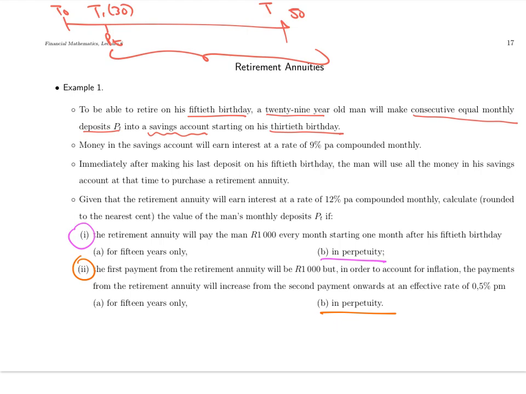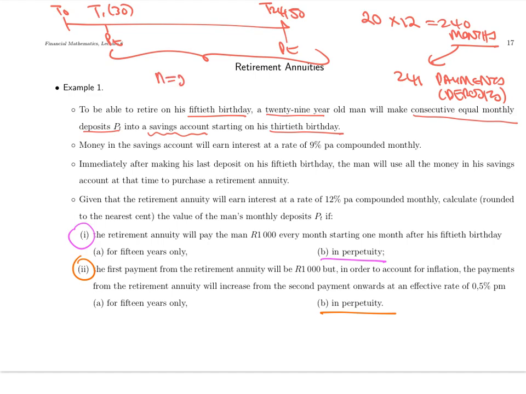I showed you how to do that. From 30 to 50, there are 20 years. 20 multiplied by 12 is 240 months. Okay, 240 months means I have 241 payments or deposits. So that was T241, and in total here, N is equal to 241 monthly deposits. If he's making deposits monthly, I need I12, which was given there as 0.75% per month.